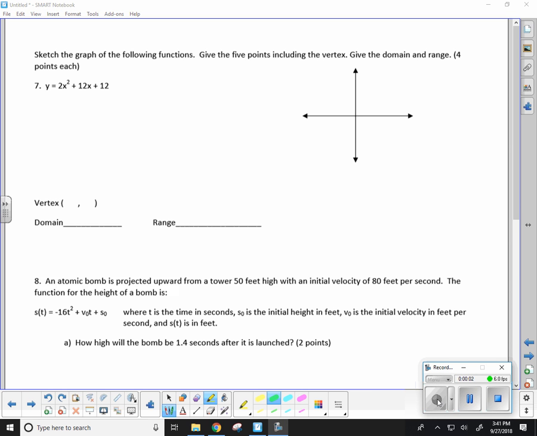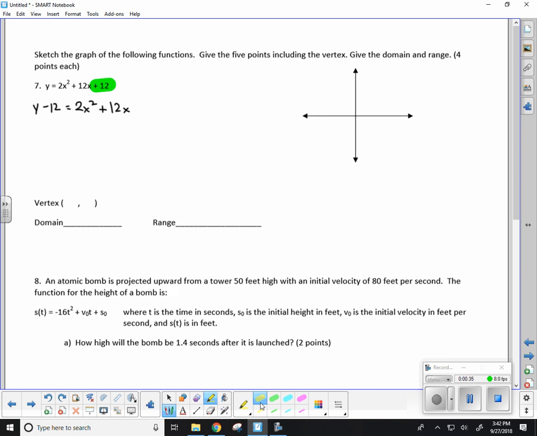Here we are on the back, and we're going to look at this problem where we're going to need to complete the square. So we want to sketch the graph, give 5 points including the vertex, and give the domain and range. So the first thing we want to do is take our constant term here and subtract it so that it's on the other side of the equation. So we're going to end up with y minus 12 equals 2x squared plus 12x.